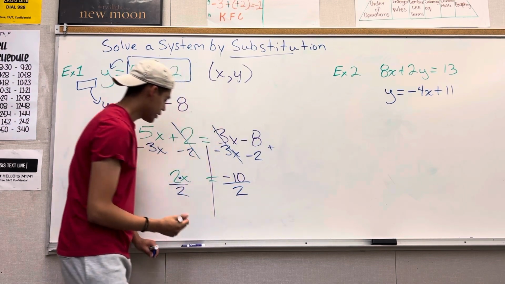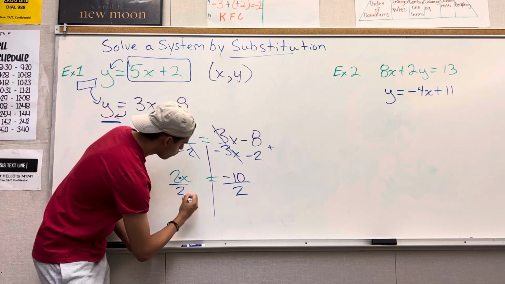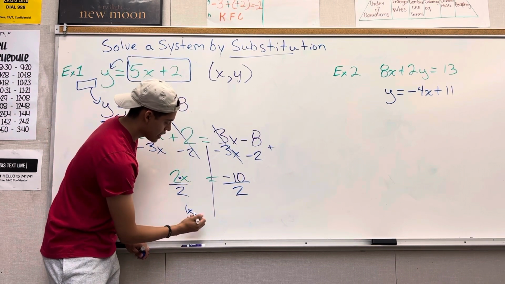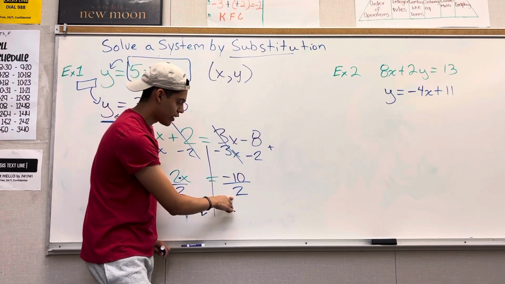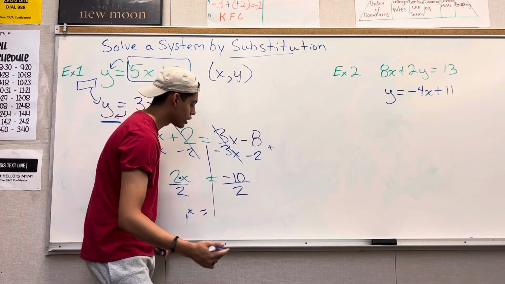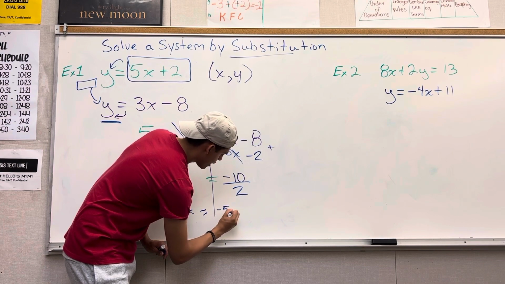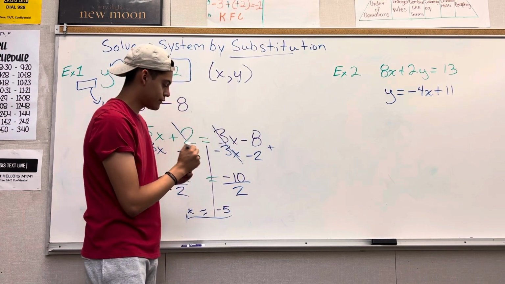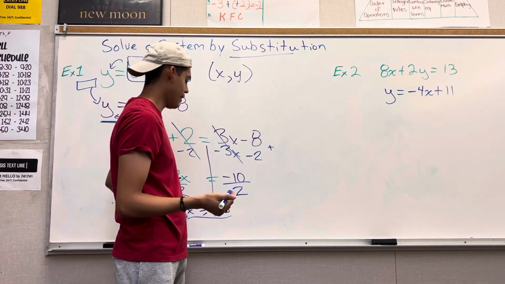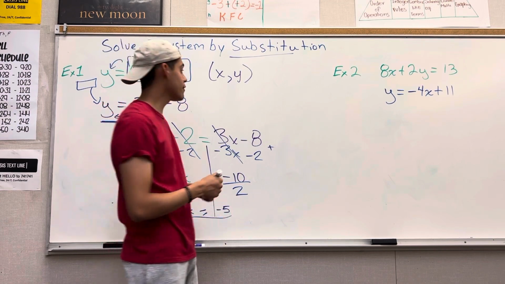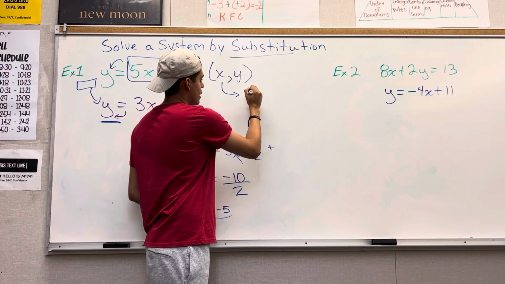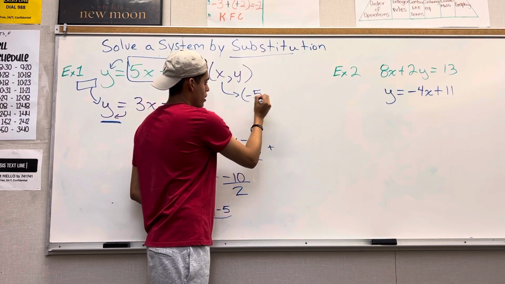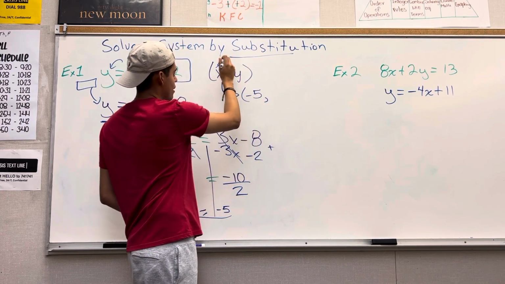2 divided by 2 would give you 1x, or you can just leave it as x, that's fine. X equals negative 10 divided by 2. If you guys want to use a calculator, go ahead. It'd give you negative 5, and that is going to be our x value. Most people would just leave it like that and be like, oh, I am done, x equals -5. But that is just half of the problem. We have -5 as our first coordinate, this x, so we've already found that.